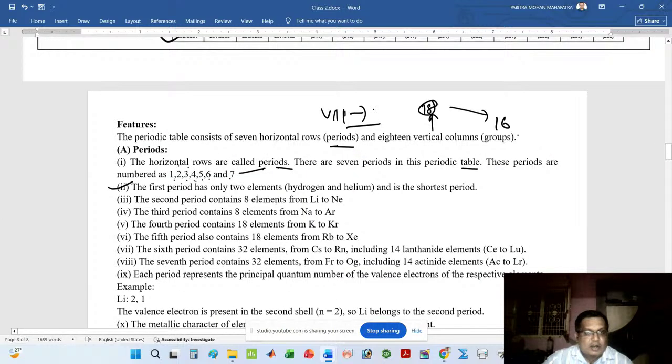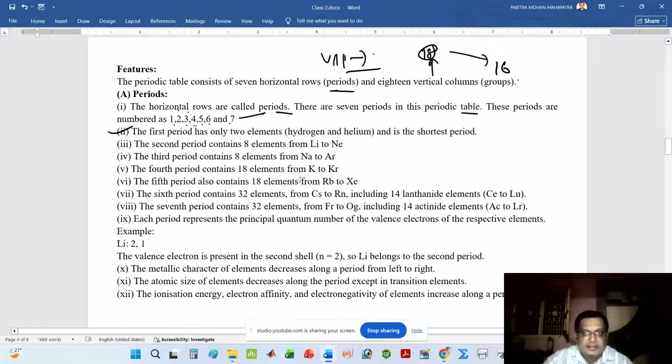Now move to the other points of the periodic table. The first period is the shortest period, already covered. Second period, 8 elements, lithium to neon, covered. The third period, sodium to argon, already covered. Next, fourth period, potassium to krypton. Fifth period, Rb to Xe.